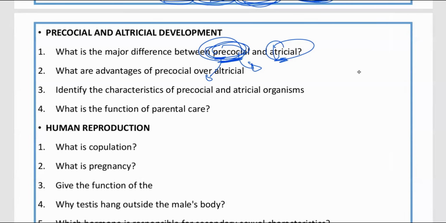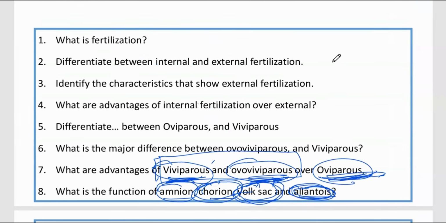Then, when it comes to parental care, identifying the characteristics, we have seen them. And then when we talk about parental care, what is parental care? Parental care's major function is basically protection, and it allows the organisms to develop until they do what? Until they mature. So that is parental care.